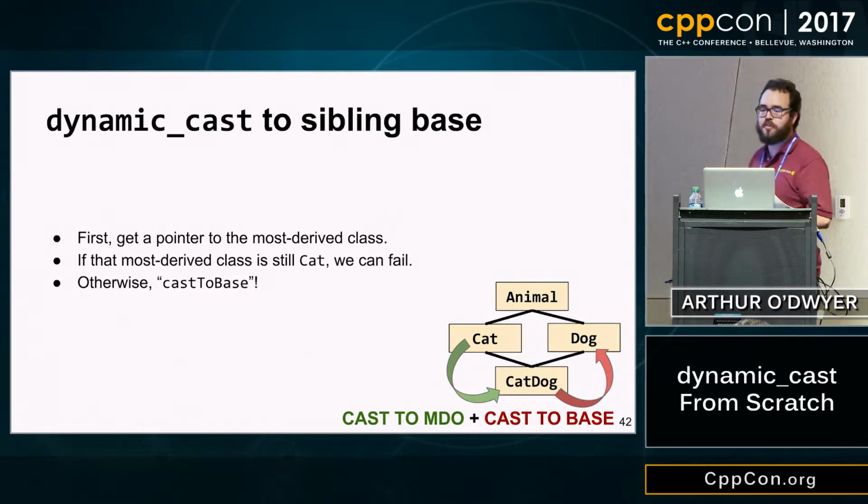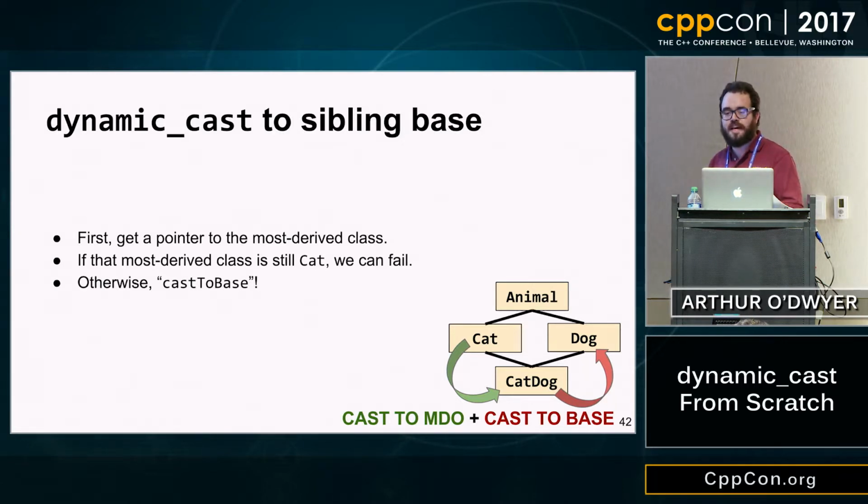Here's how we do it, assuming they're not final. There might be a cat dog, and this might be a cat dog. In that case, what we do is we cast to the most derived class, and we ask for its type ID. That's just in its vtable. And if that's still the type ID of cat, then we haven't changed it, and we can just fail. This actually was just a cat. Otherwise, it's something else. It's something that someone else has Frankensteined together, and it might contain a dog.